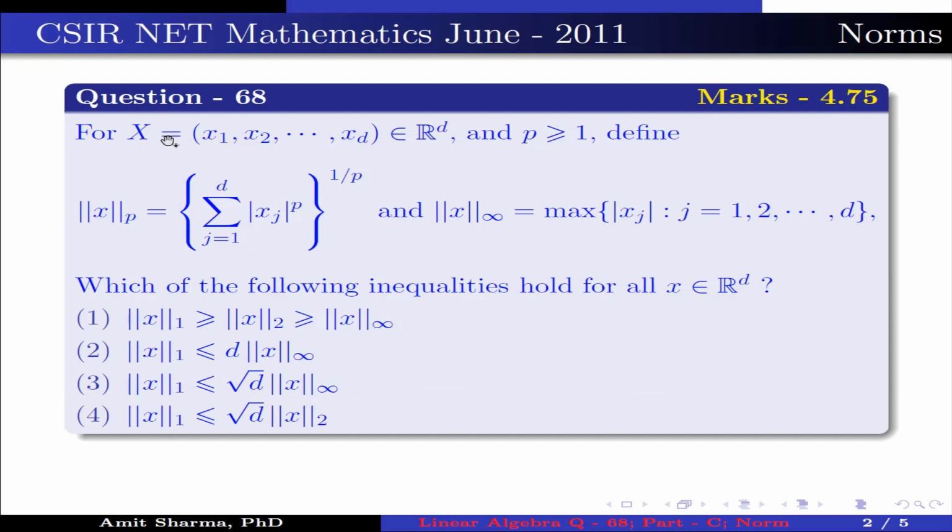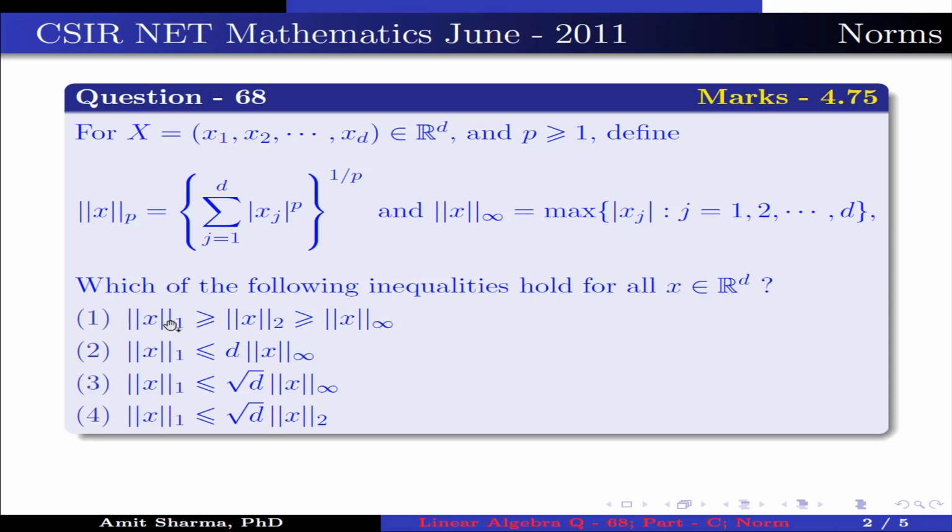Question: for x = (x1, x2, up to xd) belonging to R to the power d and p greater than or equal to 1, define the p-norm of x as the summation j varies from 1 to d of |xj| to the power p, whole to the power 1/p, and the infinity norm of x as the maximum of |xj| where j is 1, 2 up to d. Which of the following inequalities hold for all x belonging to R to the power d?